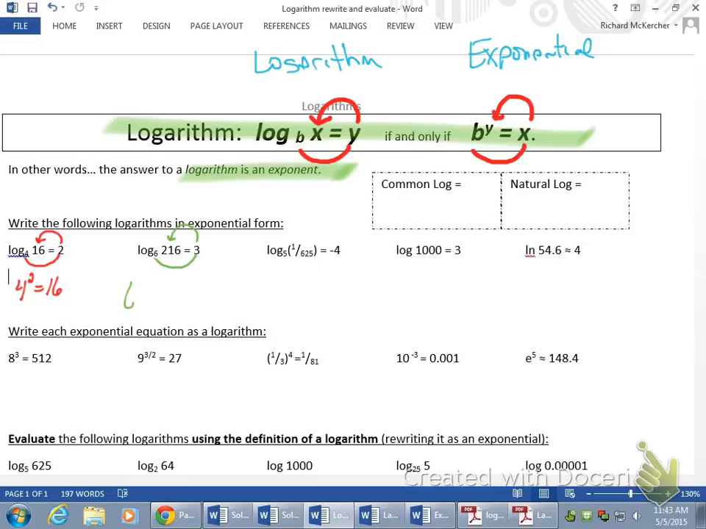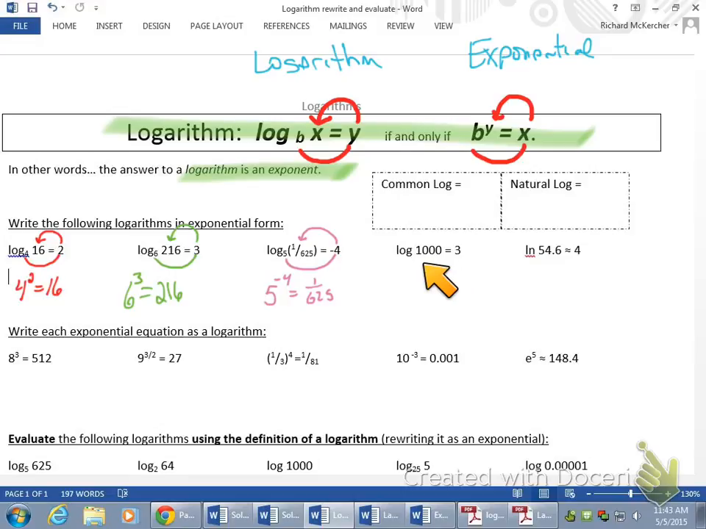Again, I can see that 6 to the third power equals 216. I want to follow that little example right there. Follow that pattern. Now, you can check out all of these. These are all facts. You can put them in your calculator and double check. It's perfectly fine. All we're doing is practicing rewriting.